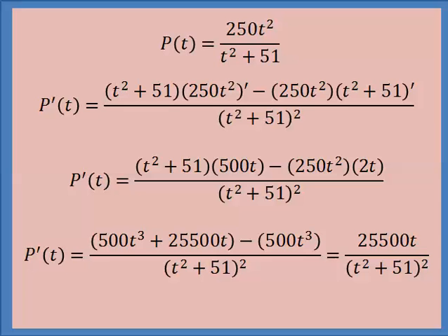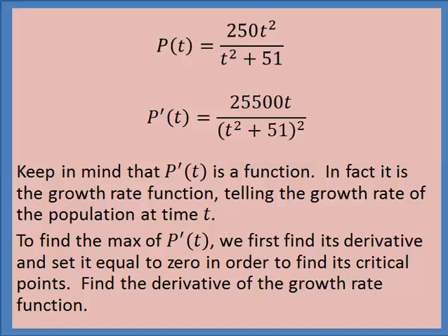And we get this for p prime. Again, p prime is a function. In fact, it is the growth rate function, telling the growth rate of the population at time t. Just like with distance and velocity, at time t, the first derivative tells you what your velocity is at that time t. It's the same idea, but this time it's growth rate. What's the growth rate at time t?